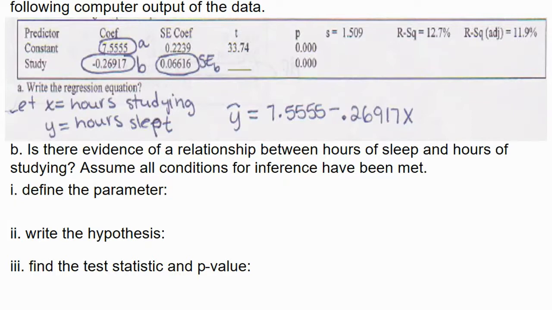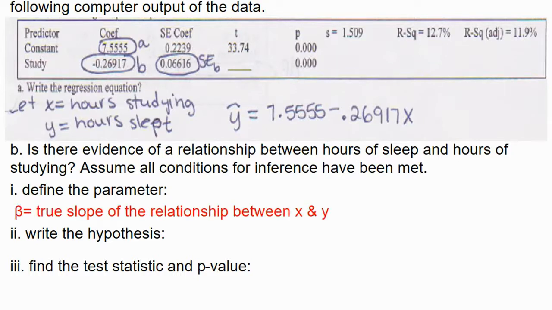Letter B. Is there evidence of a relationship between the hours of sleep and the hours studying? Assume all the conditions have been met. Step 1, define your parameter. I just defined it: beta equals the true slope between hours sleeping and hours studying. Write your hypothesis. Is there evidence of a relationship? It didn't specify positive or negative, so we're going to go with not equal to 0 for my alternative.